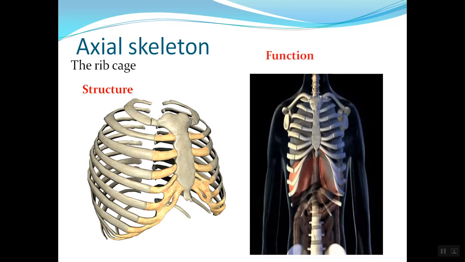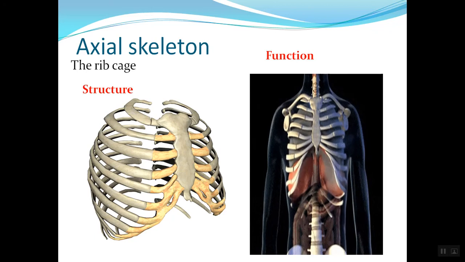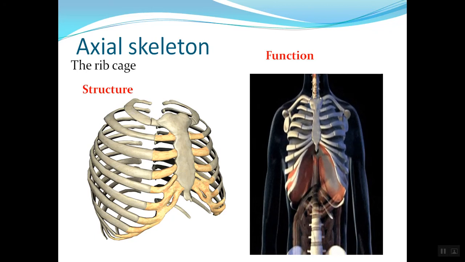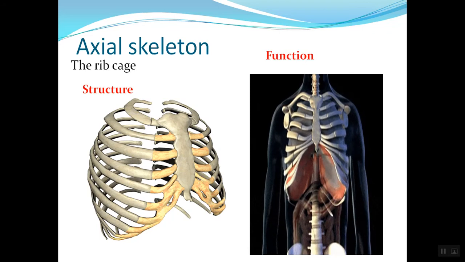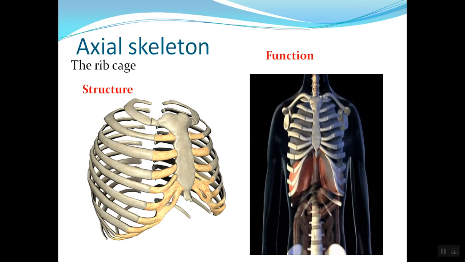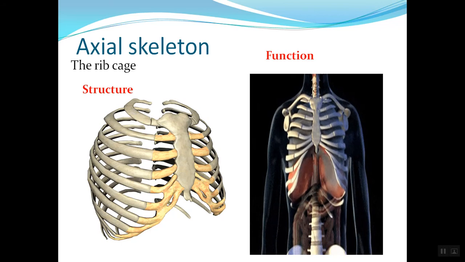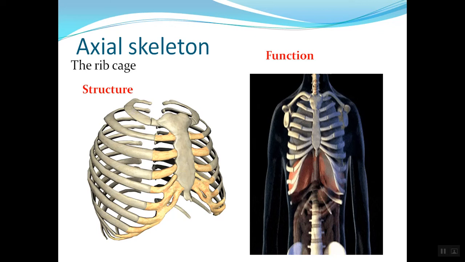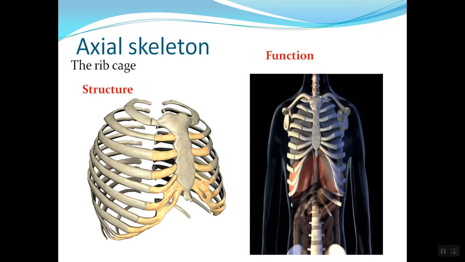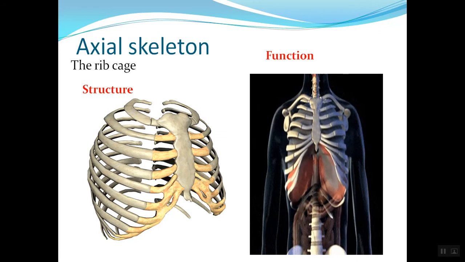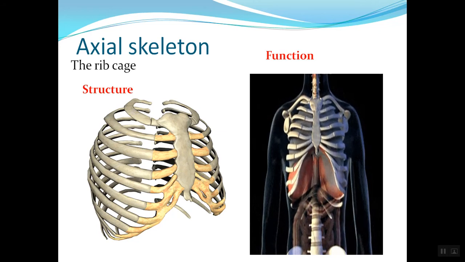Your rib cage is important as it protects your heart and lungs. In addition, it plays a very important role during respiration. During inhalation, it moves upward, and during exhalation, it moves downward. So the axial skeleton consists of the skull, backbone, and rib cage.